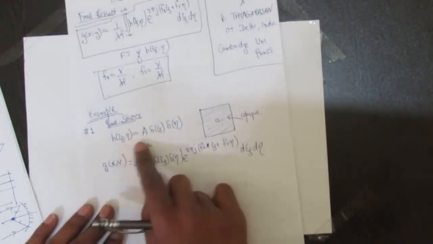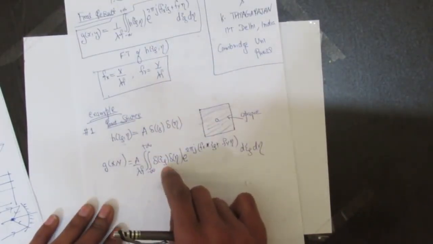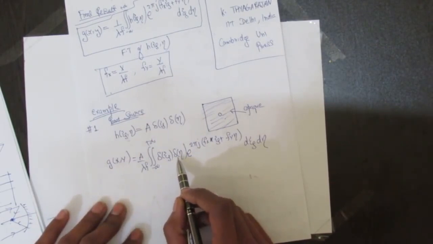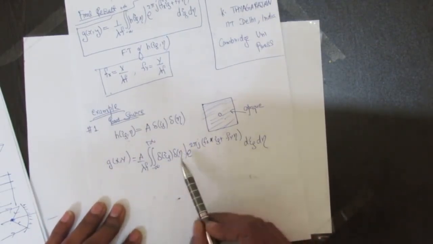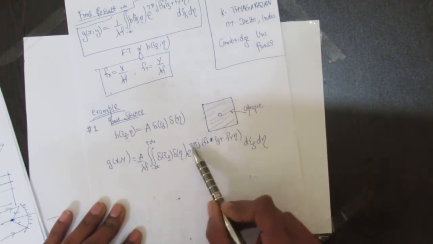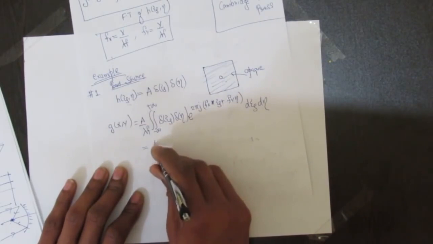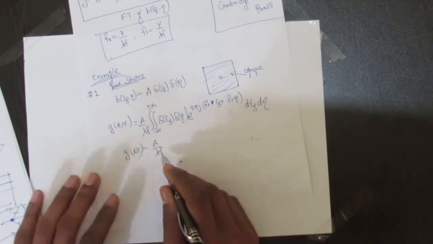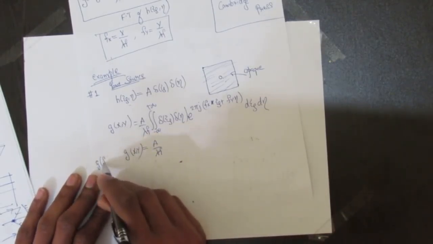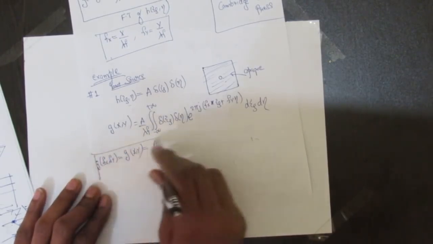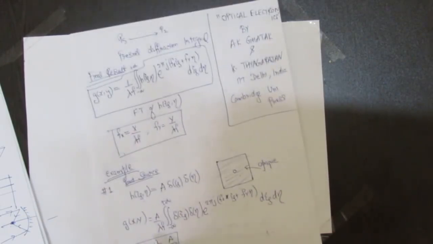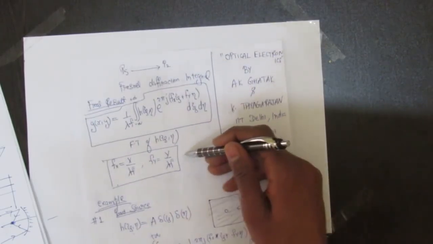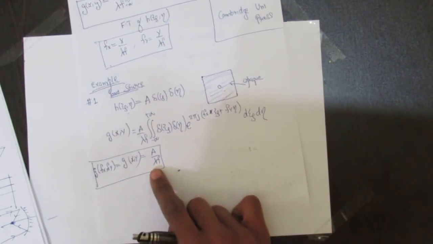Now I have substituted the value of h of zeta, eta in this integral. As you can see, this delta function is non-zero only at zeta equal to 0, and this delta function is non-zero only at eta equal to 0. So zeta 0, eta 0 will go here. You will get e raised to power 0, which is 1. So the final value will be simply A divided by lambda f, or you can say g of fx, fy. And x and y, and fx and fy, are related through this formula. So what does it mean? You get just a constant.